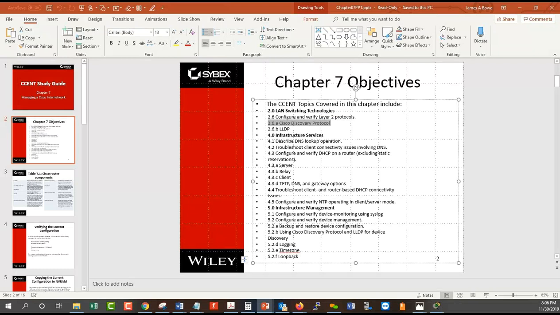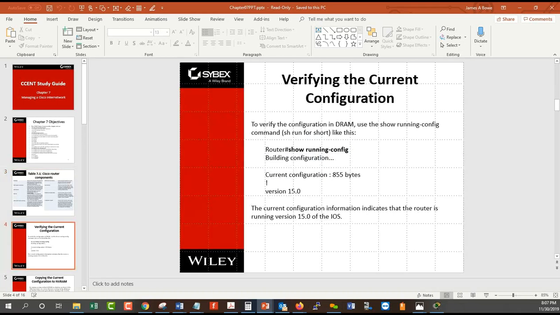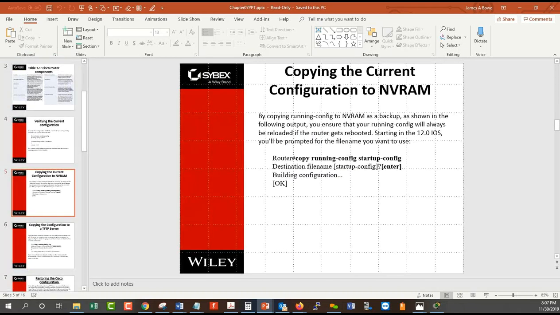We did talk about DHCP and TFTP. Again, familiarize yourself with these components. These are in the first couple of pages of Chapter 7. Know what NVRAM is, non-volatile RAM. Okay, that's both in 6 and 7.